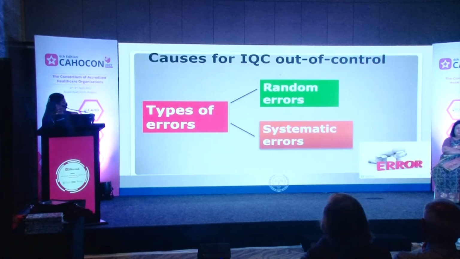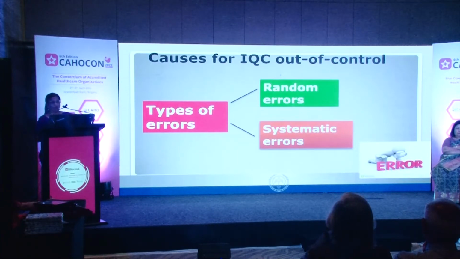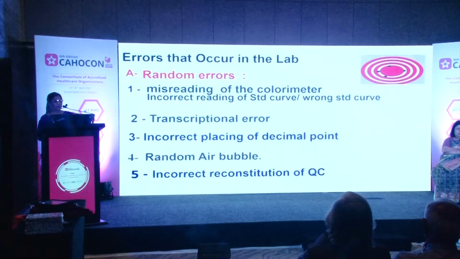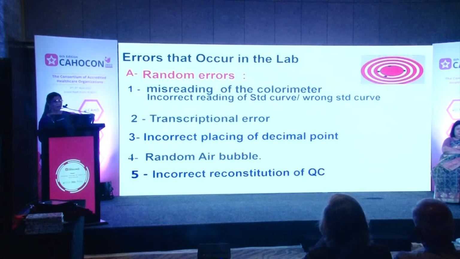However, there are causes for IQC out of control, and that could be due to random error or systematic error. This very clearly shows this is a random error. There are various reasons that account for random errors. Maybe all of you might be coming from very large or medium-sized laboratories, but in India, we have around 60–70% of labs which have less than about 50 samples a day.